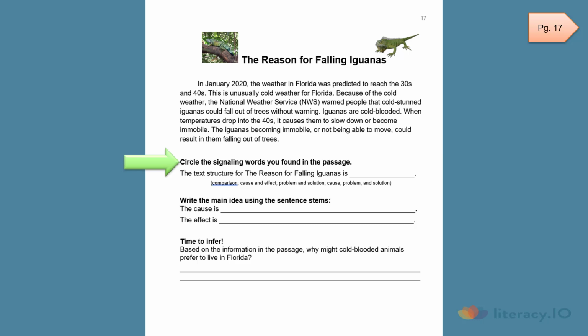Now it's time to circle the signaling words. Identify the text structure, write the main idea, and infer.